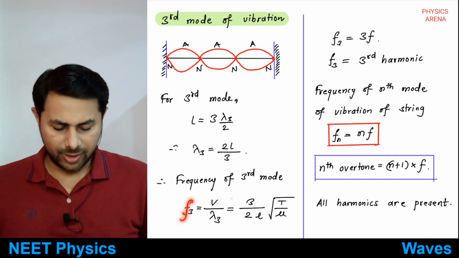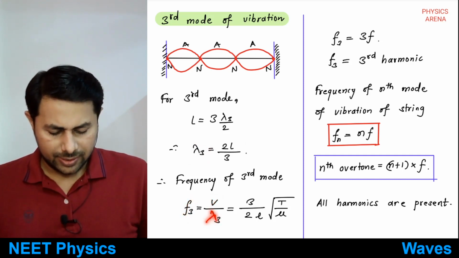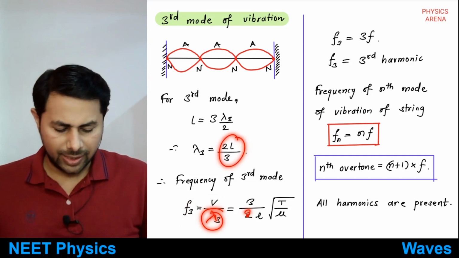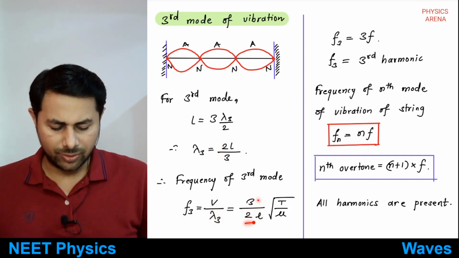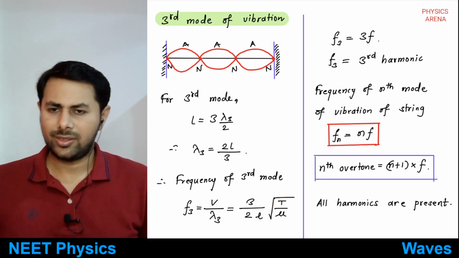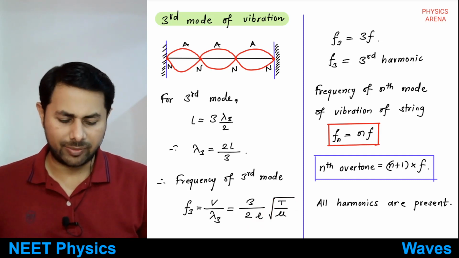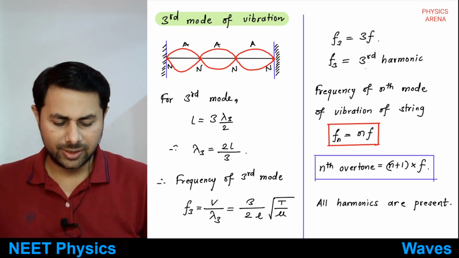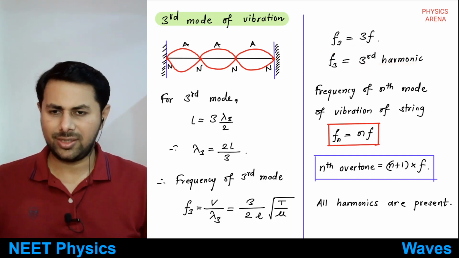Okay, and substituting frequency equals V by lambda, that is V by lambda 3, in place of lambda 3 we'll substitute 2L divided by 3, right? So we get f3 equals 3 by 2L square root of T by mu. Okay, so this is just 3 times the fundamental frequency, and this is the third harmonic. This thing is clear?